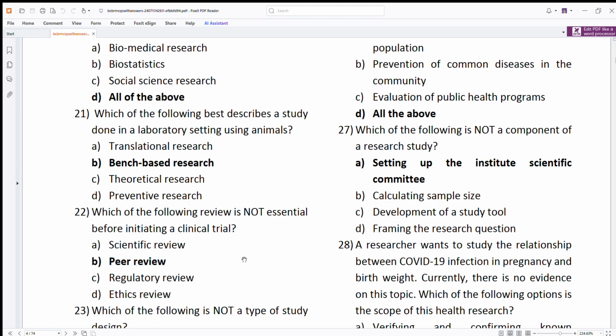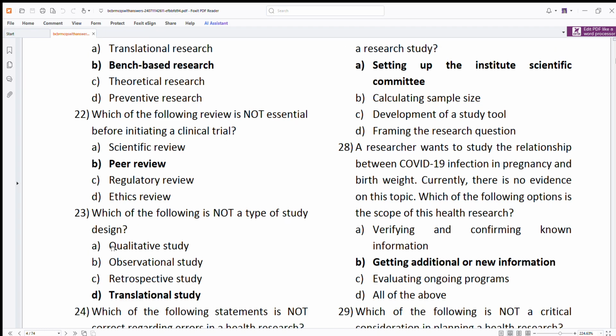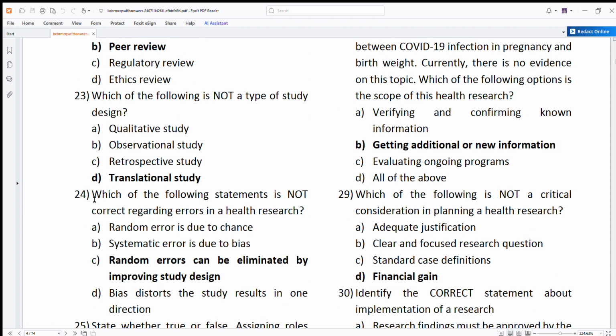Then which of the following is not a type of study design? Qualitative study, yes, it is a design. Observational, yes. Retrospective, yes. Translational study is not a study design. Then which is not correct regarding errors in health research? Number one, random error is due to chance. Yes, it is due to chance. Correct. Systematic error is due to bias, I told you already.